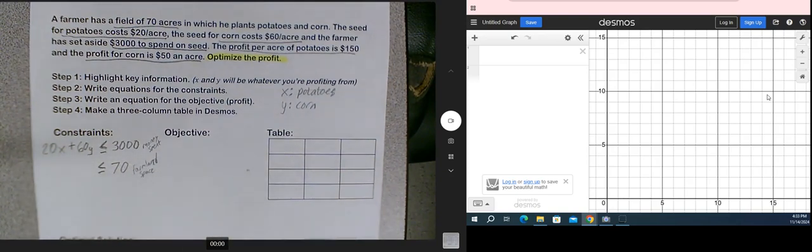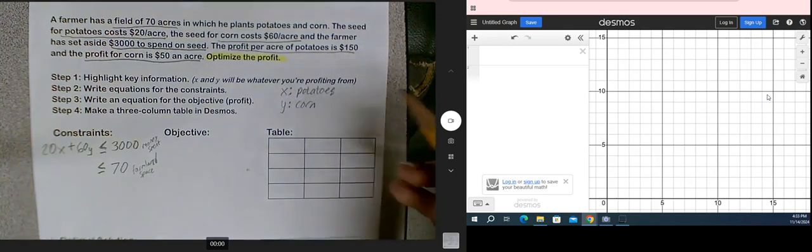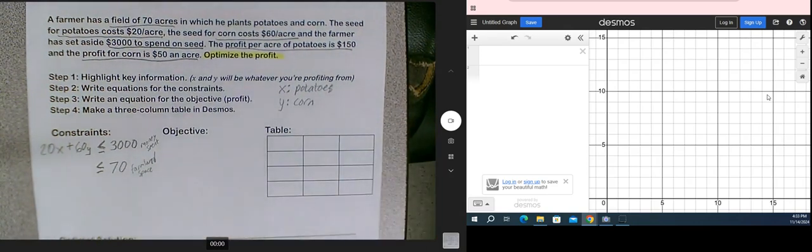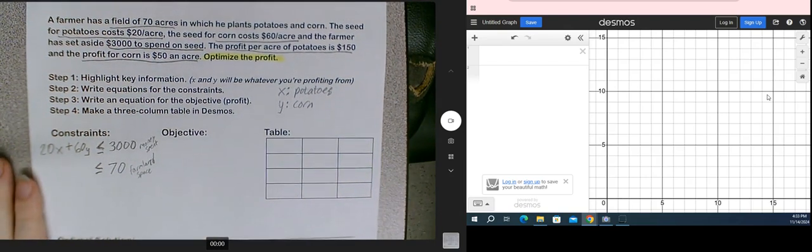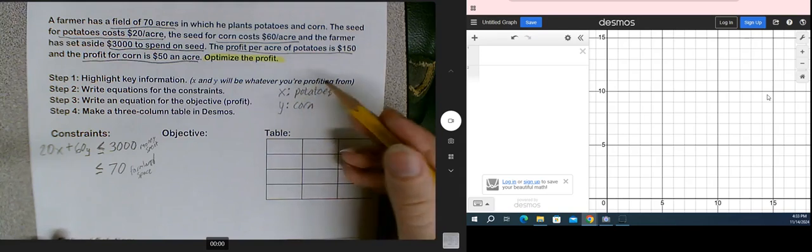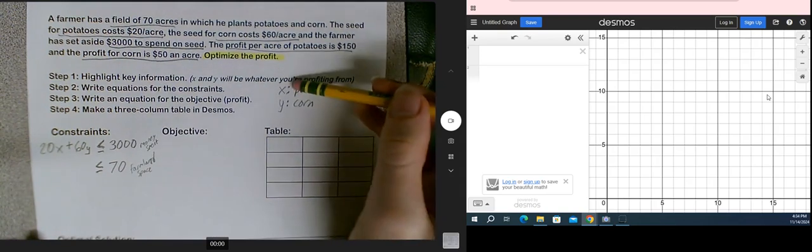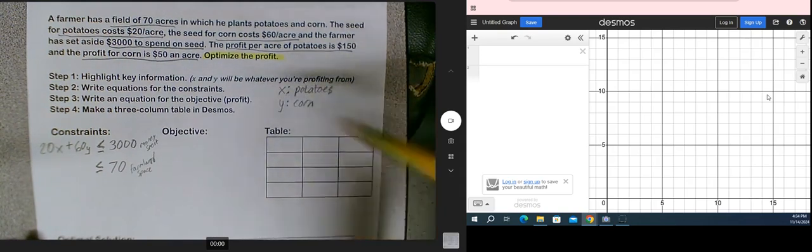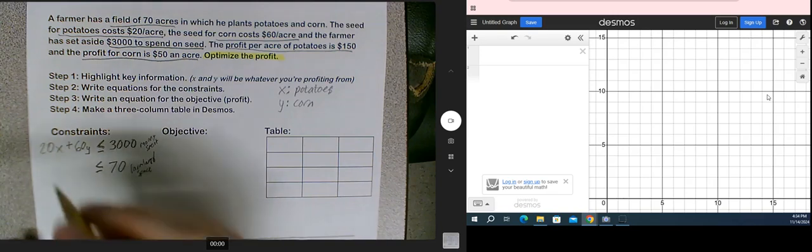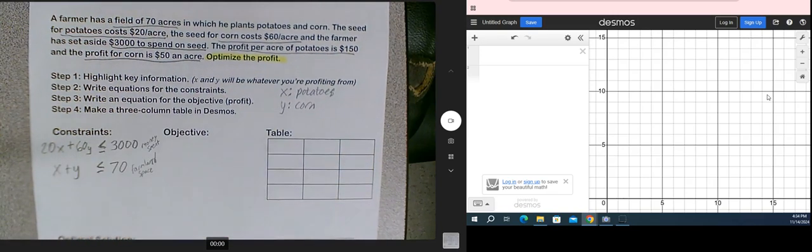Now, because X represents the number of potatoes and Y represents the number of corn, the second constraint does not follow this traditional logical reasoning. The second constraint is simply the amount of acres of potatoes plus the amount of acres of corn, and that has to be less than or equal to 70. So if X is the number of acres of potatoes and Y is the number of acres of corn, the total number of acres would be X plus Y. But we don't really know how many acres of potatoes are going to be planted and how many acres of corn are going to be planted, but we know that the total has to be less than or equal to 70. Otherwise, you're going to run out of space.